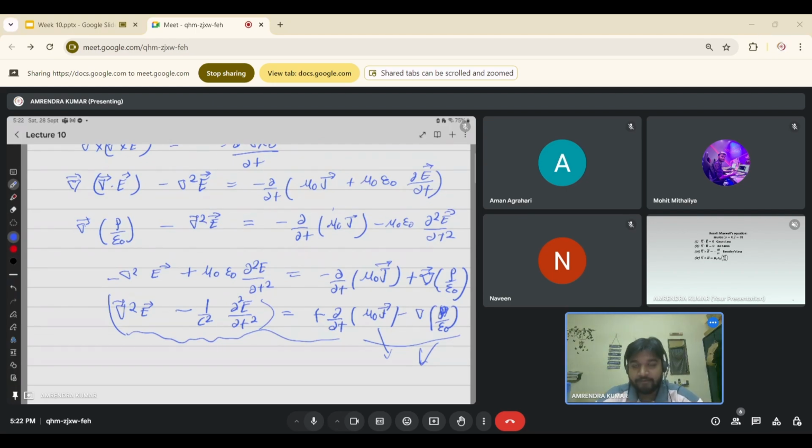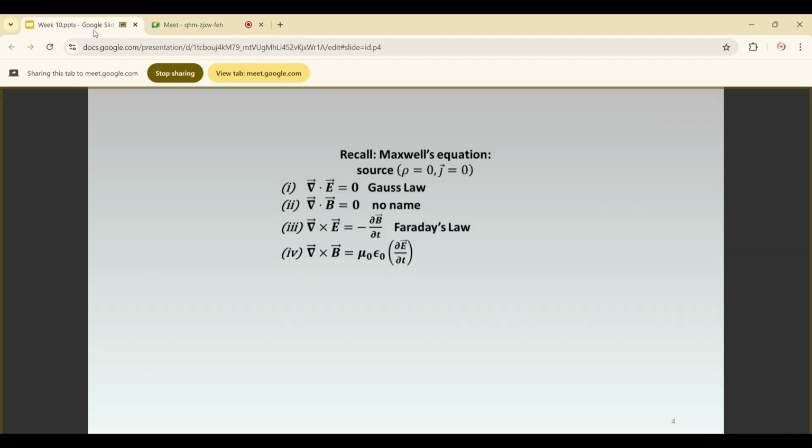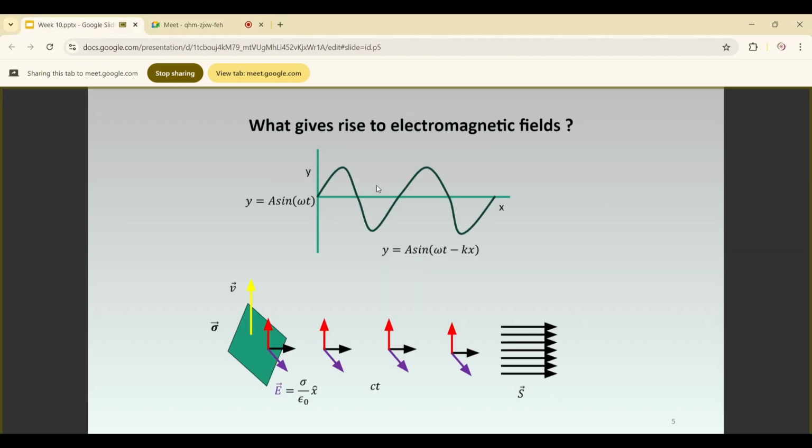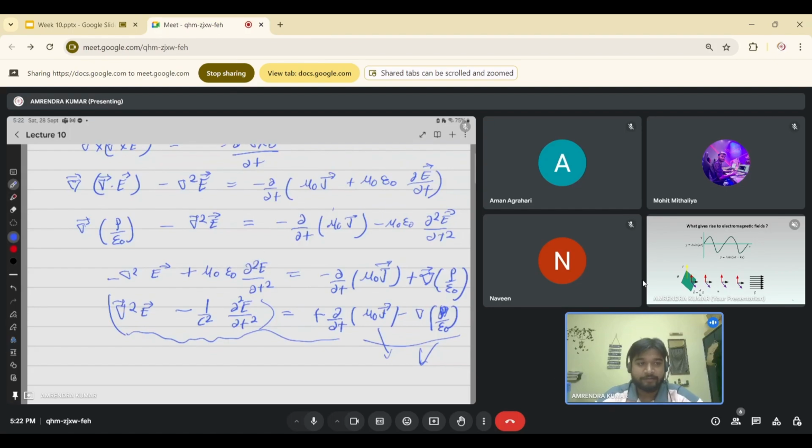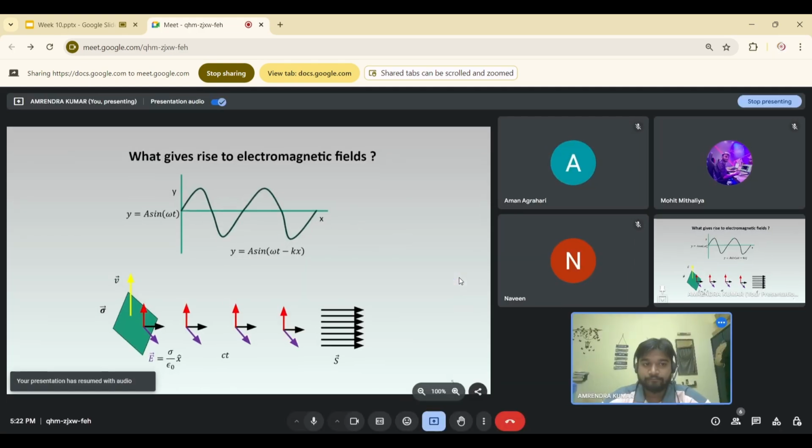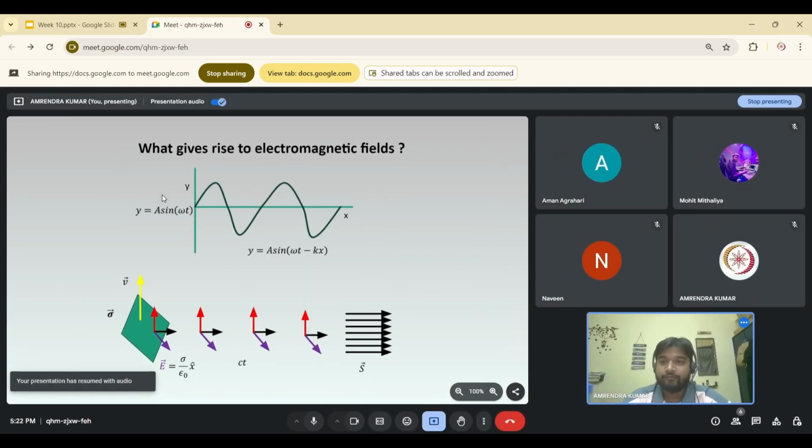So now we will go to our questions. I want to make you understand first that, if you see here, what gives rise to the electromagnetic fields? What is giving rise to the electromagnetic field is the radiation generated by some kind of change of charge current density or the charge density itself.